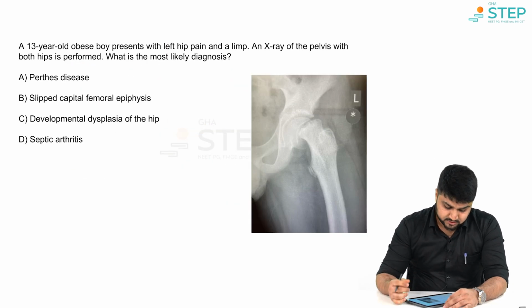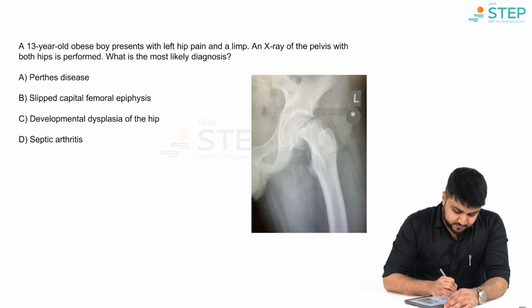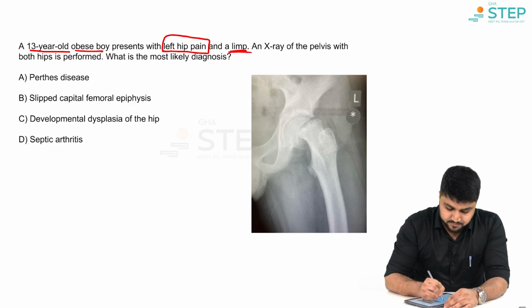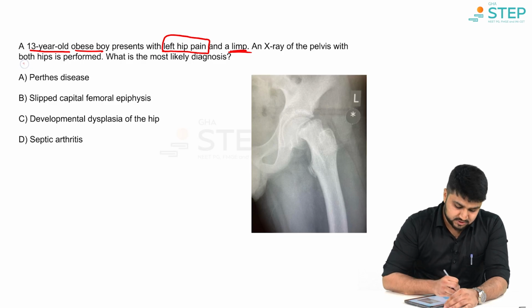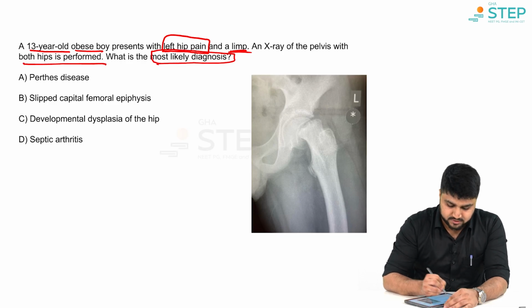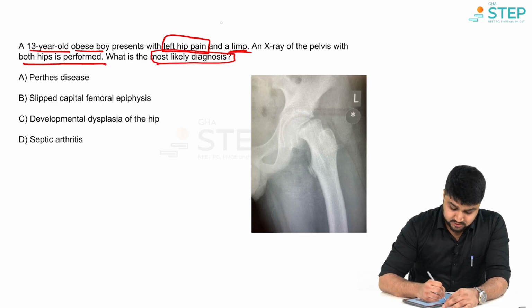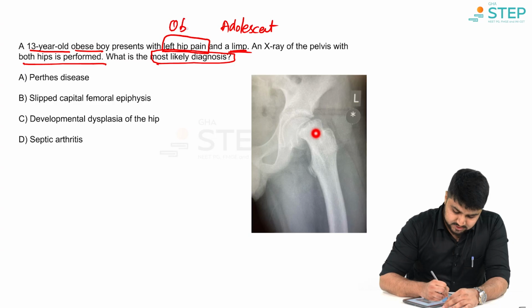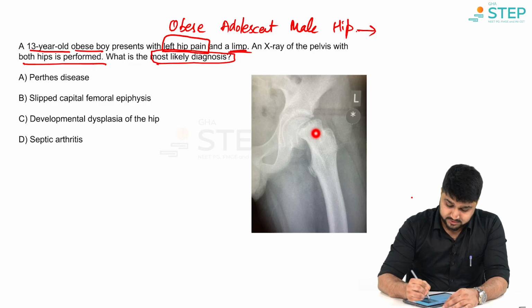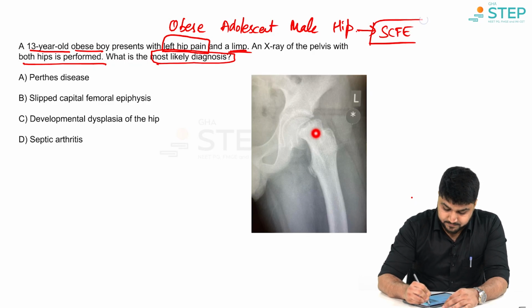Going on to the next concept, a 13-year-old obese boy presents with left hip pain and a limp. An X-ray of the pelvis with both hips is performed. What is the most likely diagnosis? So whenever in a question you get an obese adolescent male with a hip pain, the first thing that you should think about is slipped capitofemoral epiphysis.